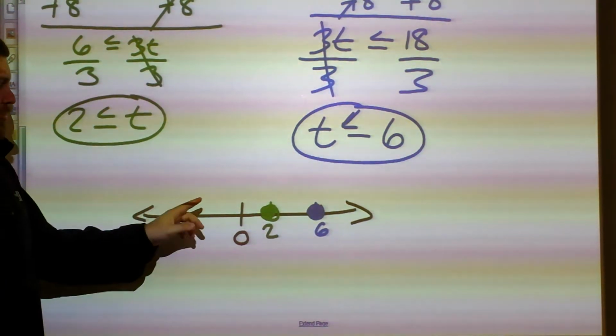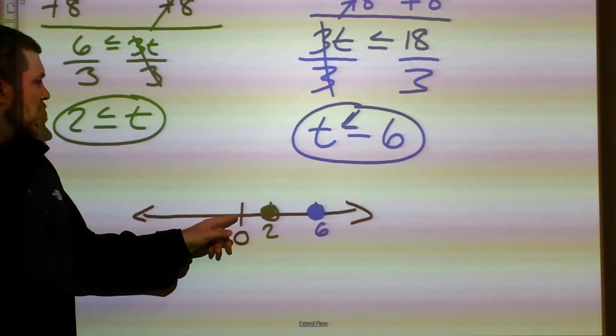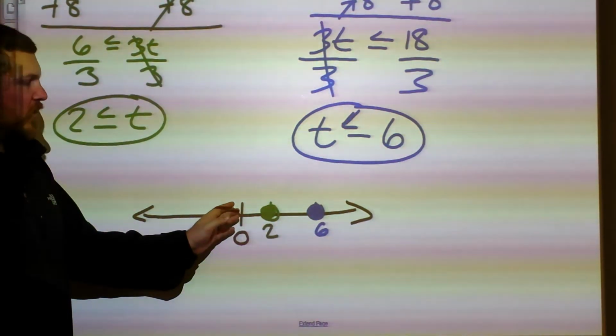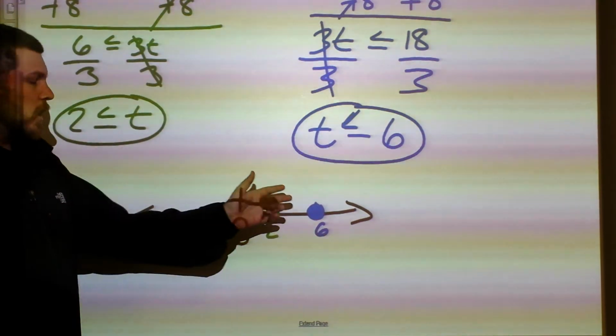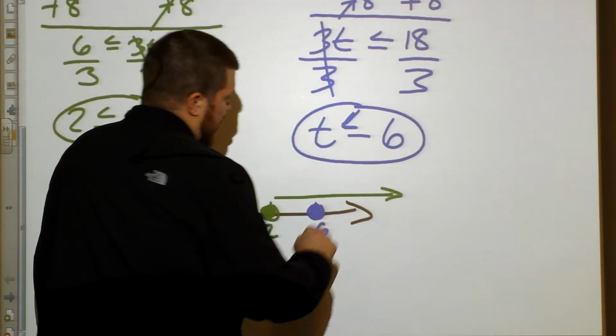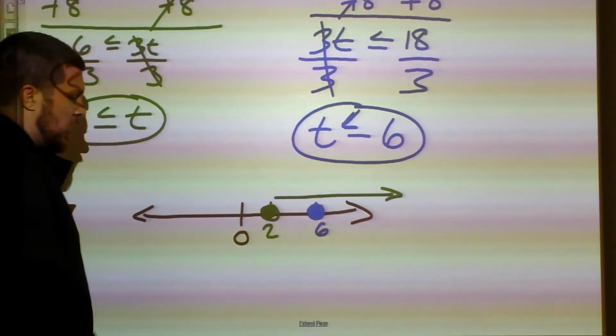Again, I like to use 0 as my test point if I can. Is 0 bigger than or equal to 2? No. So 0 is to the left, and it didn't work. What that means is all the numbers to the right of 2 will work. So I'm shading for the green inequality over to the right.